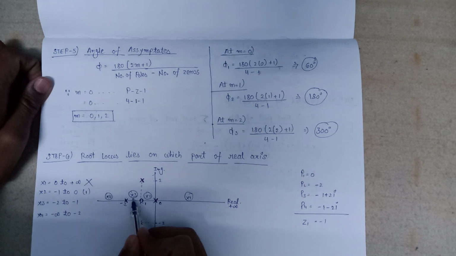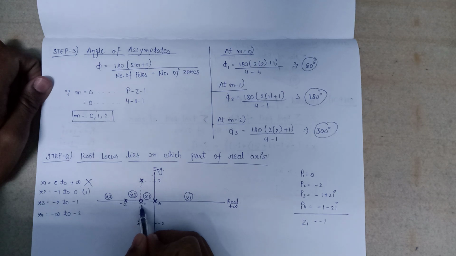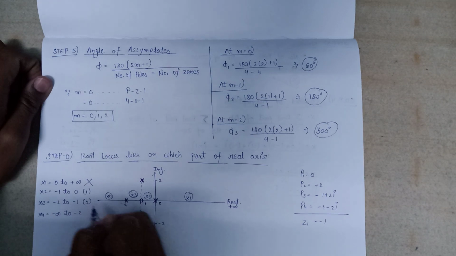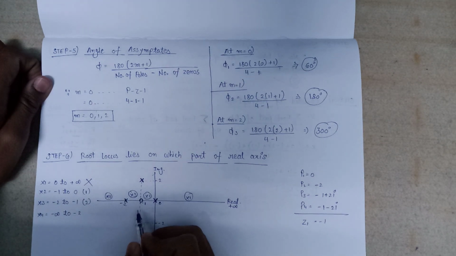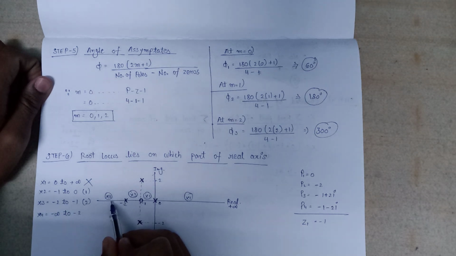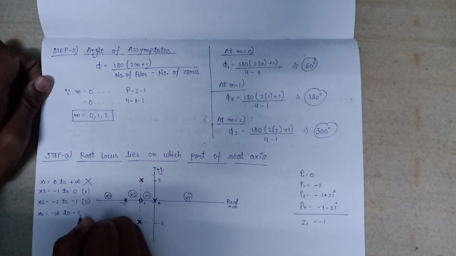Talking about x3, only one zero and one pole lies in the right hand side of x3. This is one zero and this is one pole that lies in the right hand side of x3. So total two things lie in the right hand side of x3. Talking about x4, now calculate how many poles or zeros lie in the right hand side of x4. So one pole, one zero and one pole, that is two poles and one zero, total 3.